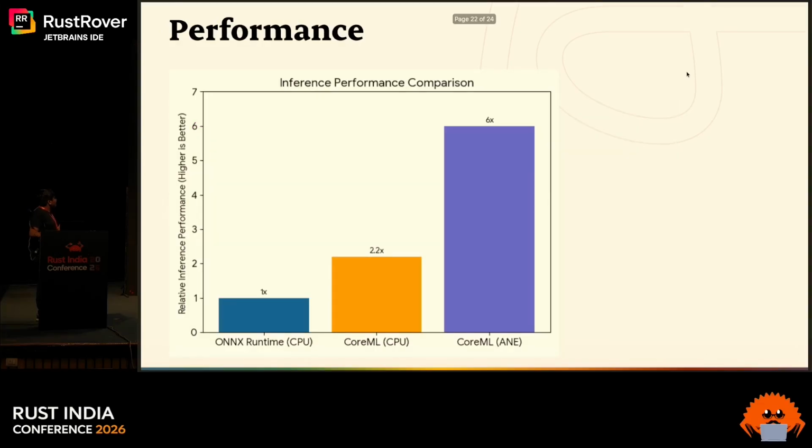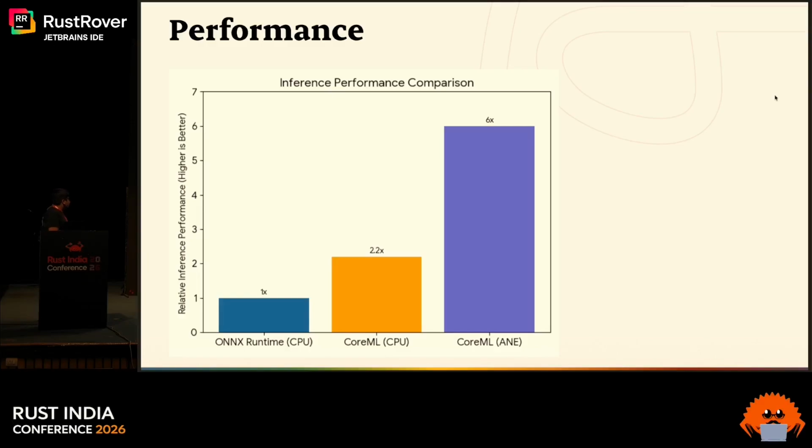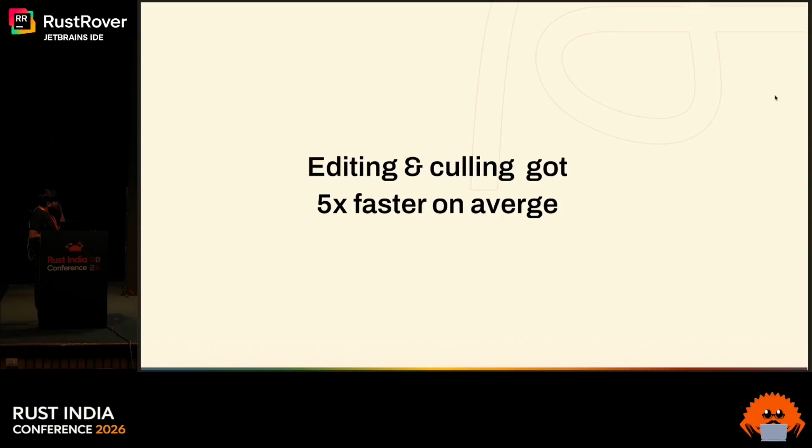About the performance: the ONNX runtime for the CPU is the baseline at 1, and CoreML ANE, the Apple Neural Engine, is about 6 times faster than CoreML and the ONNX runtime on CPU. And editing and culling also got 5 times faster on average because of the rewrite we did in Rust.